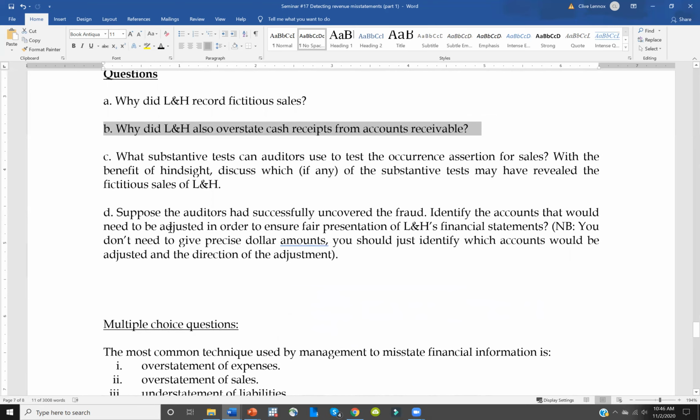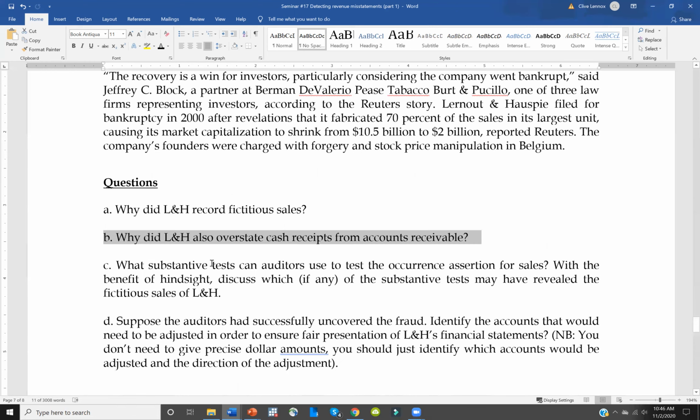And then part D is, suppose the auditors had successfully uncovered the fraud, what accounts would have needed to be adjusted in order to ensure fair presentation of Learnout and Houseby's financial statements? Okay, for this, you don't need to give precise dollar amounts. You don't have enough information in the question to know what that is, but you should just identify which accounts would need to be adjusted and the direction of the adjustment. Okay, so in other words, what would be the correcting debits and credits to those accounts? All right.